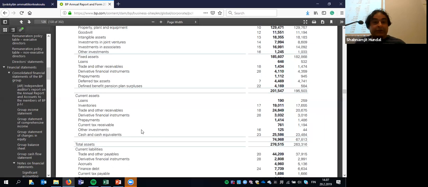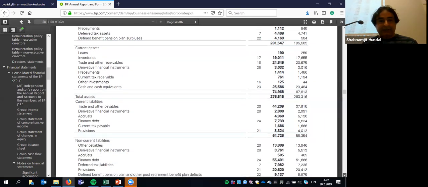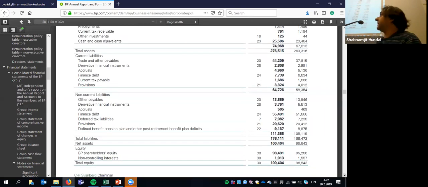Right? So these are the current assets, and the bottom ones are the current liabilities. Trade payables, derivatives, accruals. Accruals means, if you don't know, well, these are non-current. Here we go. The current trade payables, derivatives, accruals. Accruals are, have you heard this word before? Accruals.